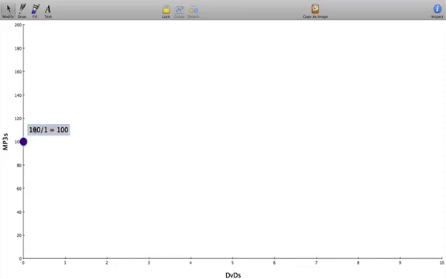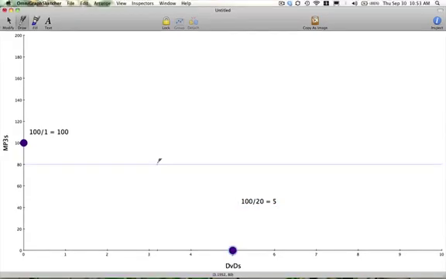And then we look at the horizontal axis. That is, how many DVDs could we afford if we spent all of our money on DVDs? If we have $100 and DVDs cost $20, then if we spent all of our money on DVDs, we could afford 5. So we place a dot at 5 DVDs.